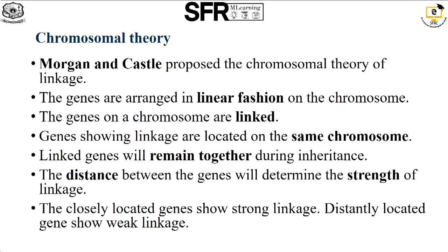So next the chromosomal theory, it was put forward by Morgan and Castle. According to their theory, the postulates are that the genes are arranged in a linear fashion on the chromosome, the genes on the chromosome are linked, the genes showing linkage are located on the same chromosome and they always remain together during the process of inheritance, and the distance between the genes determines the strength of the linkage.